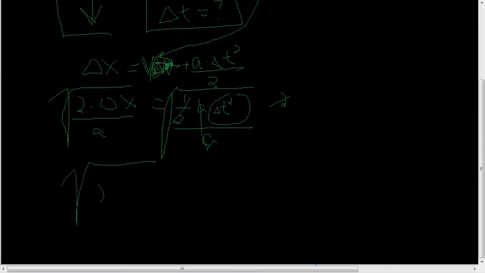The square root of 2 delta x. You see the delta there? Good. Over a equals, all that's left now is just this delta t.